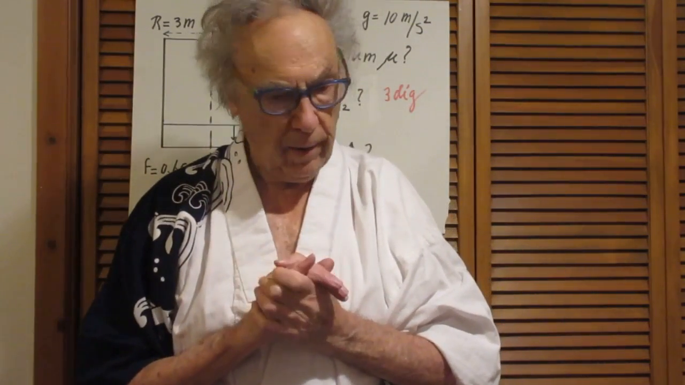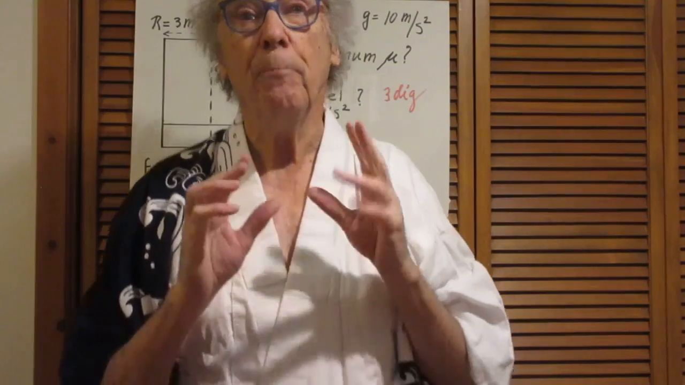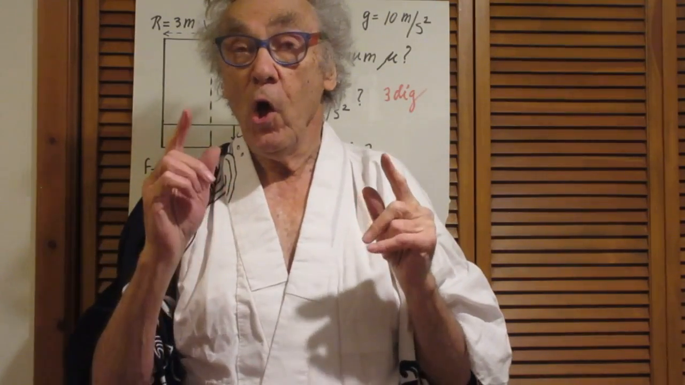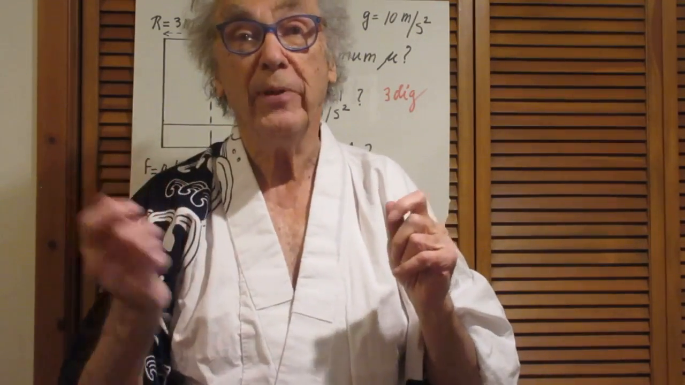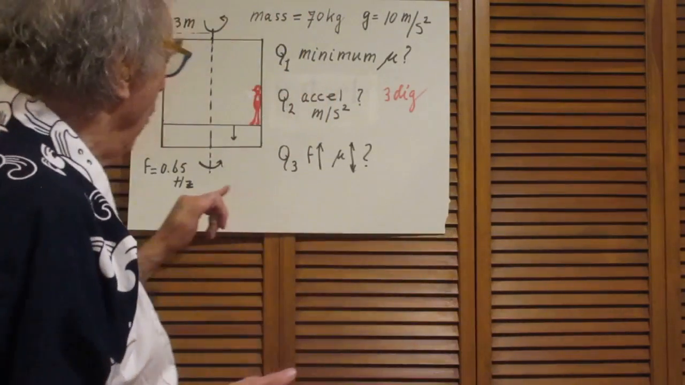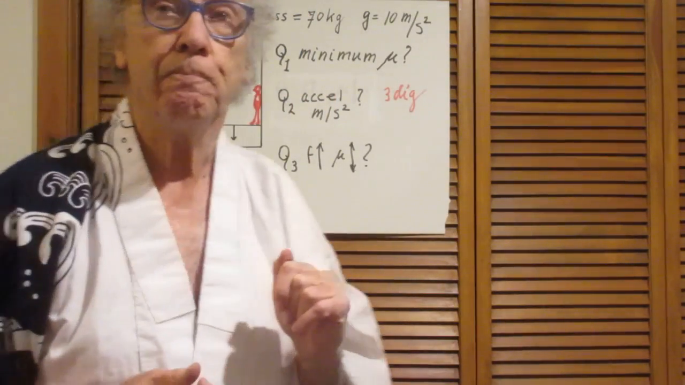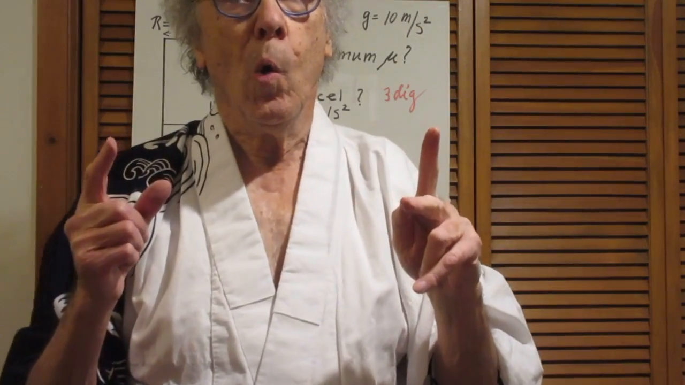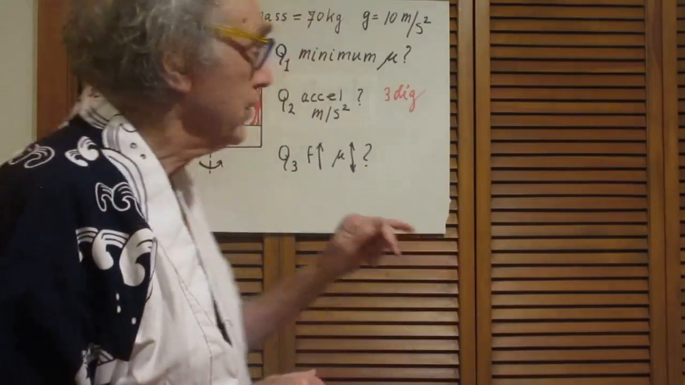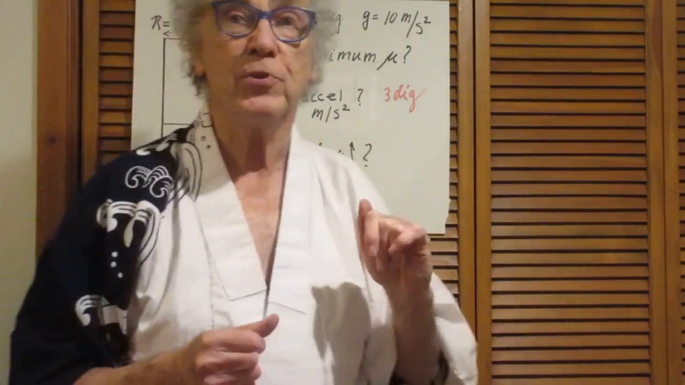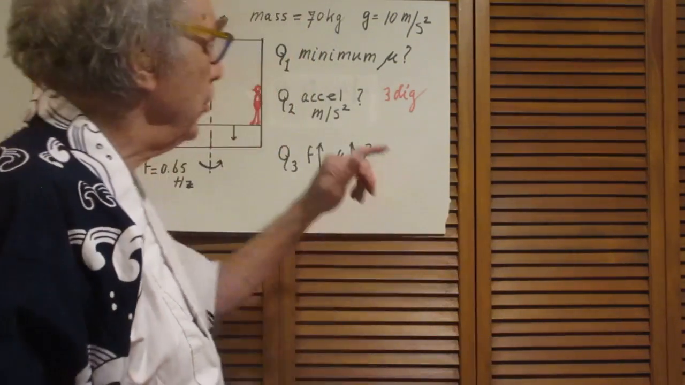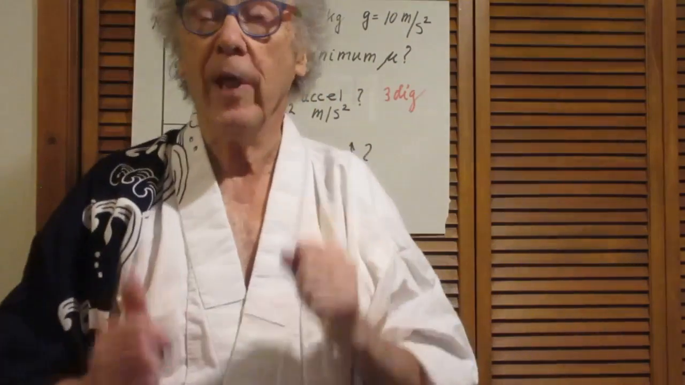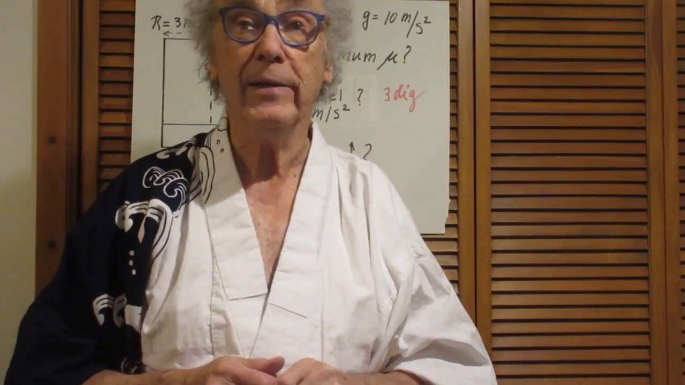And now comes the last question, and that is, suppose the room spins faster than 0.65 Hertz. Could the friction coefficient between the wall and the person now be lower than the value that you calculated? Or does it have to be higher than you calculated for the person not to slip down?